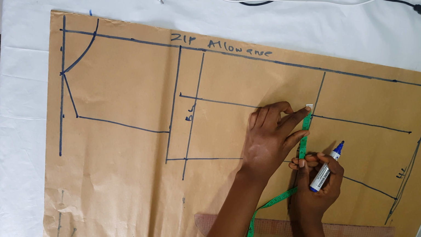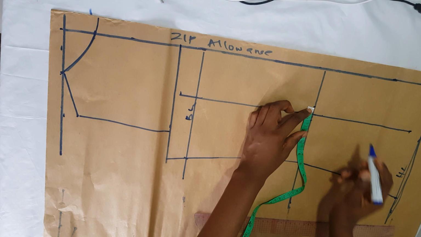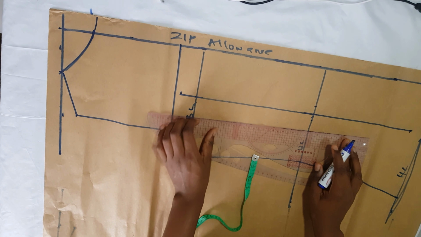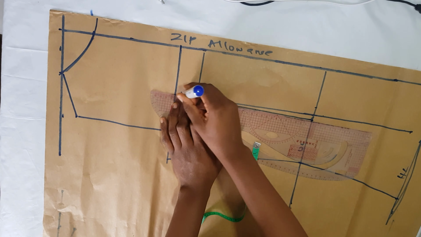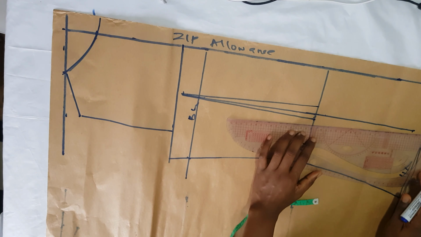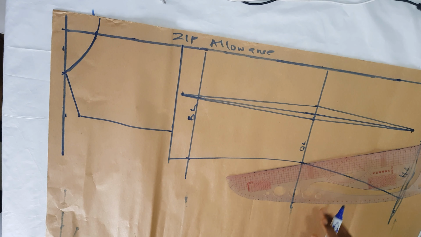Then on my waistline I'm going to take out my dart. That's ½ inch at both sides. Okay, then use my curve ruler to just join the mark points together, down to the upper part of my bust line. So the difference between the front and the back dart is that the back dart is longer than the front dart. Okay, hope you understand.